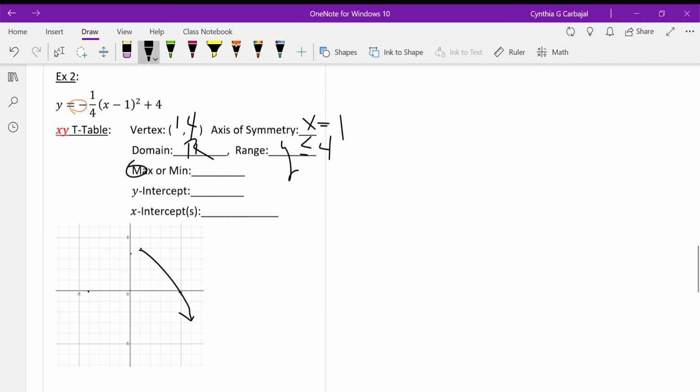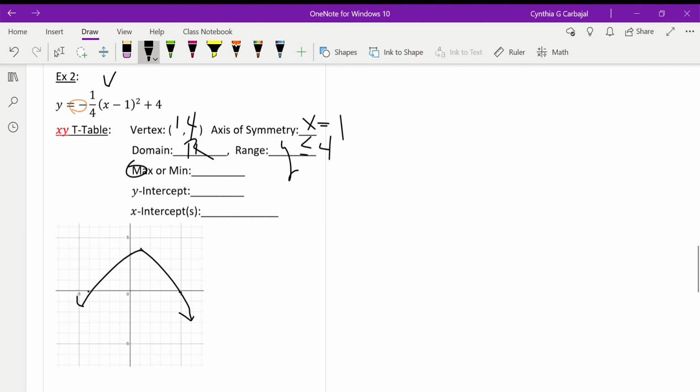And then it's symmetrical, so over here should be at the -4 because that's 4 to the right and 4 to the right from the vertex. Alright, so for our y-intercept, to calculate it, what I did is I put a 0 in place of x. So 0 minus 1 is -1, -1 squared is still -1, and -1/4 times -1 is +1/4. Excuse me, no.